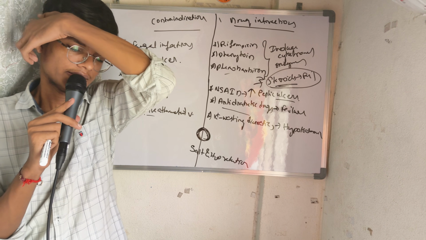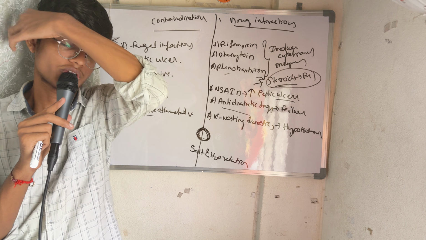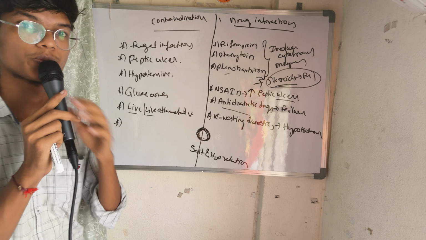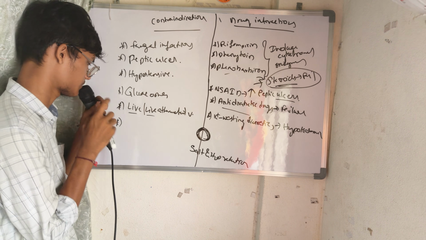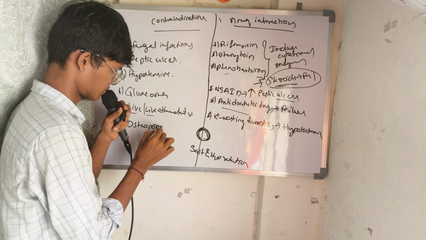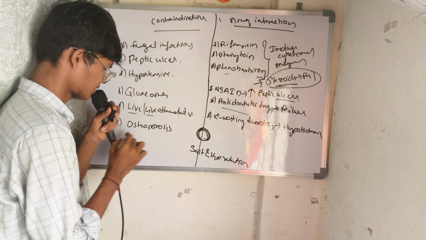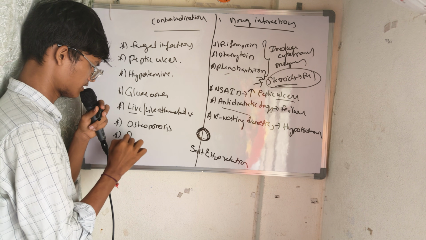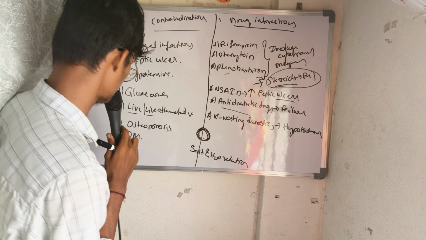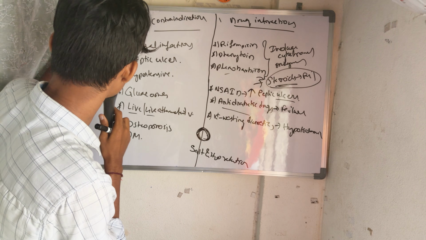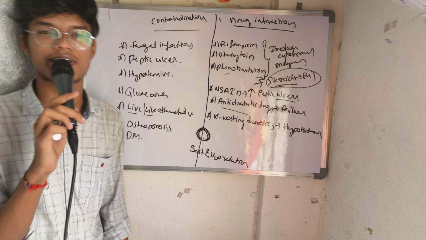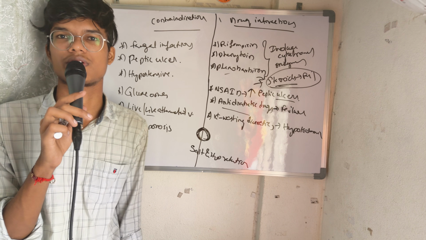And some more things are also there, like in the pharmacological actions I told, osteoporosis, right? So you can write osteoporosis also. And you should also not give in diabetes mellitus, because there will be increased production of glucose. So these are the contraindications and drug interactions, and we finish the corticosteroid class. Thank you.